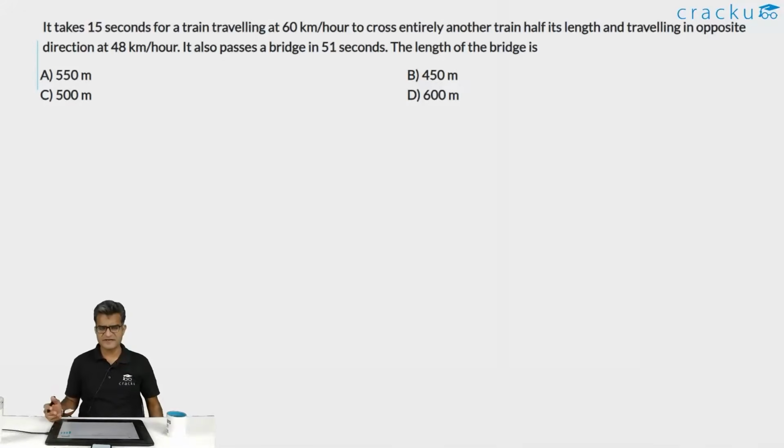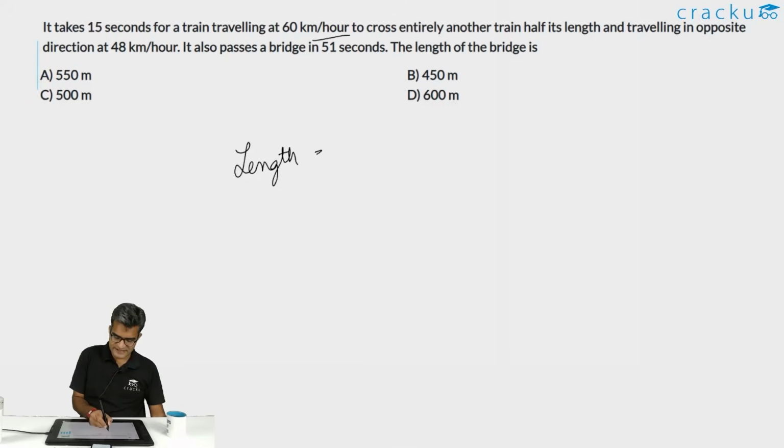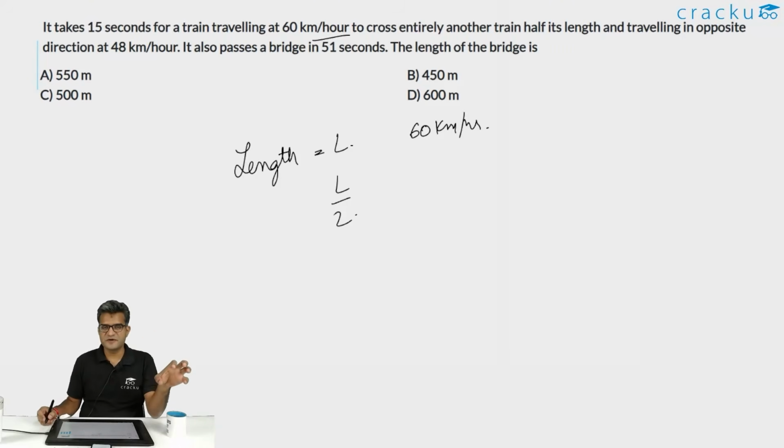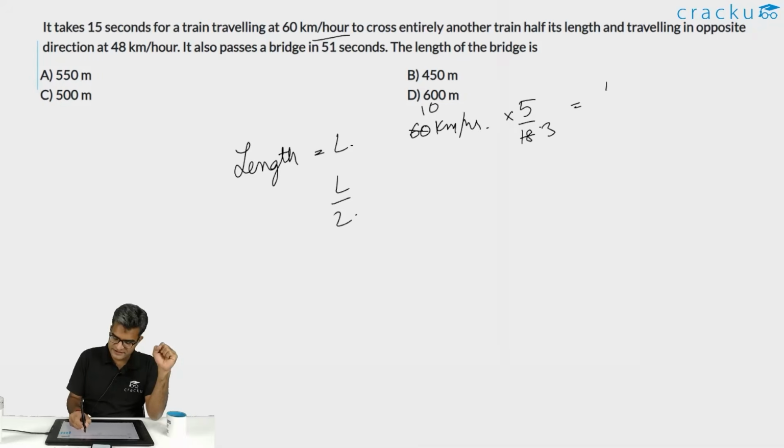It takes 50 seconds for a train traveling at 60 km per hour to cross entirely another train half its length. So let us assume that the length of the train is L. So the length of the opposite train will be L by 2. The speed of the first train is 60 km per hour. Let us convert it into meters per second. You know that to convert kilometers per hour into meters per second, you have to multiply it with 5 by 18. This will be equal to 50 by 3 meter per second.